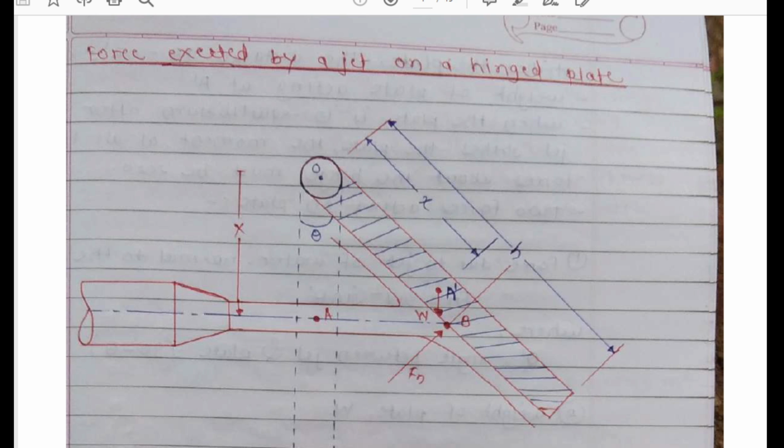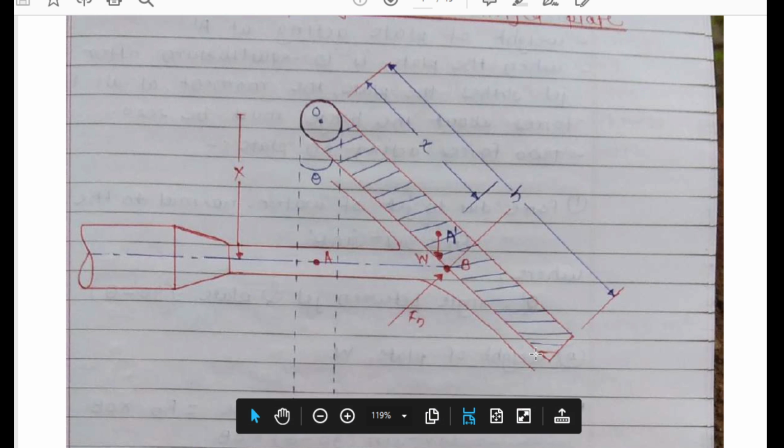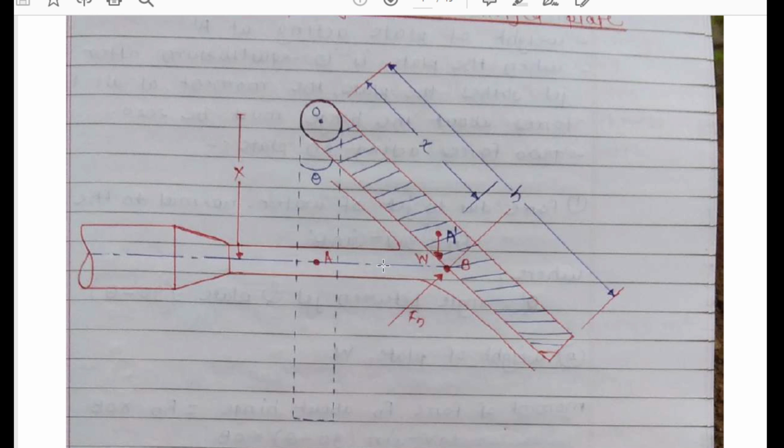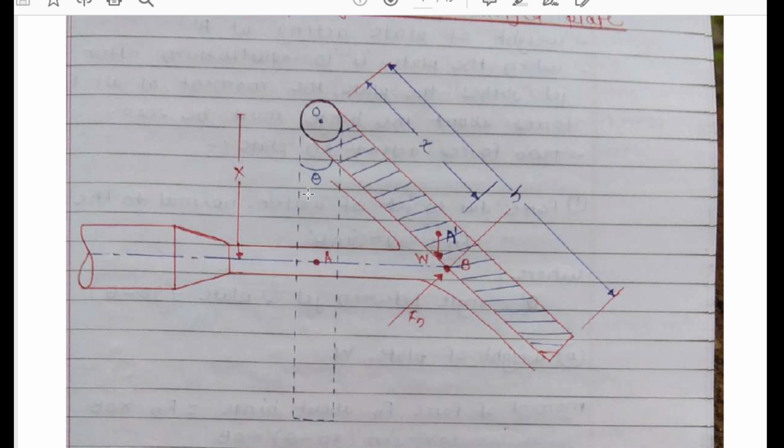I'll explain one by one. Let us consider this diagram first. In this, you are familiar with this pipe and nozzle. Through this nozzle, a jet of water is striking on this hinge plate. This plate is hinged at the O at one end, and the other end is free to swing. Now the angle theta is nothing but your angle of swing.